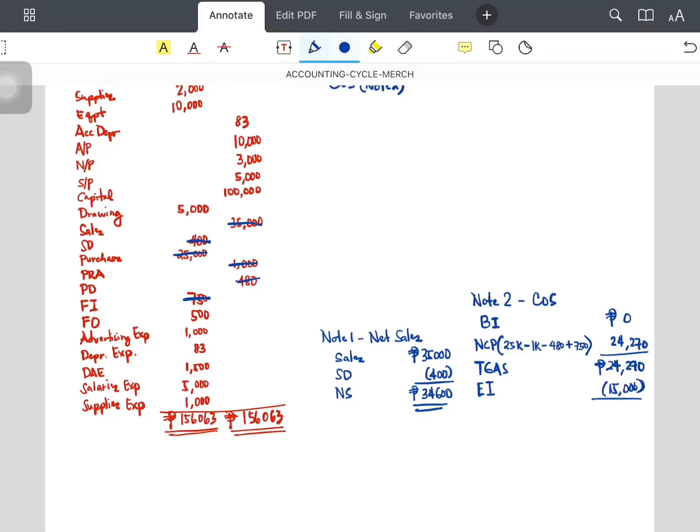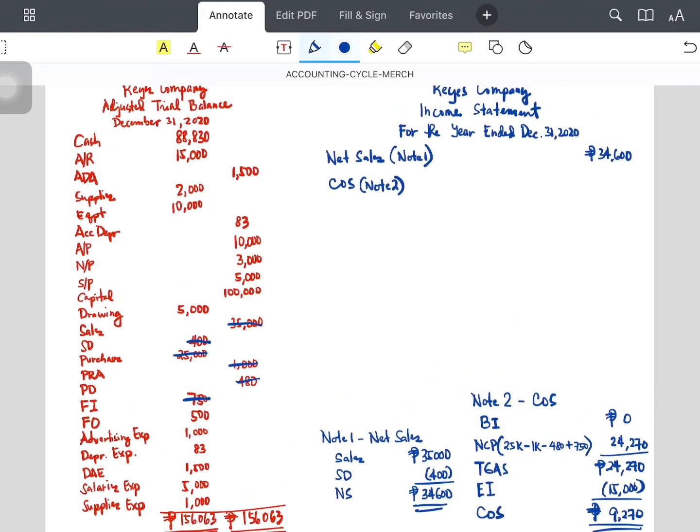Giving us the cost of sales. How much is the cost of sales? It's 9,270. We place it here. So you deduct that to get gross profit of 25,330. Since we don't have other income in the adjusted trial balance, the gross profit is also the total income.